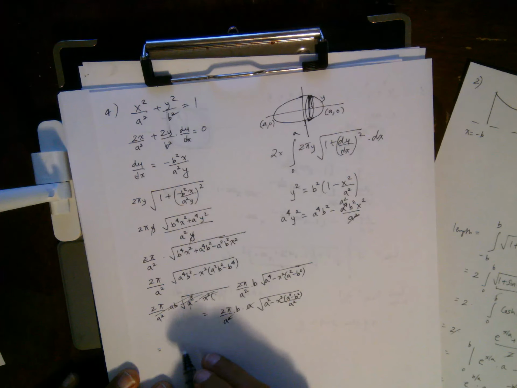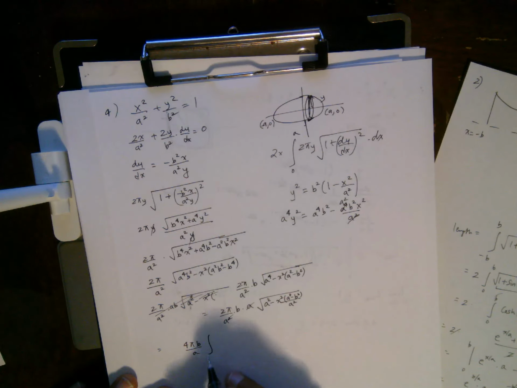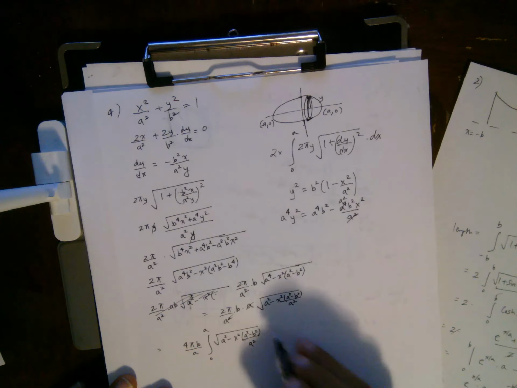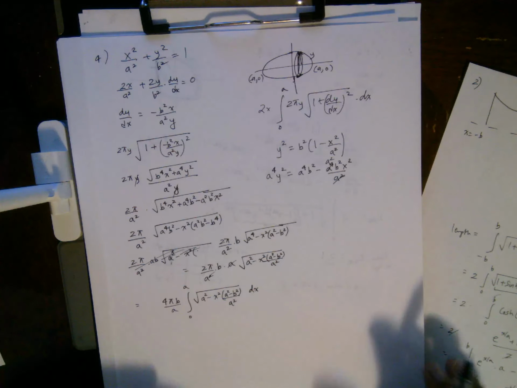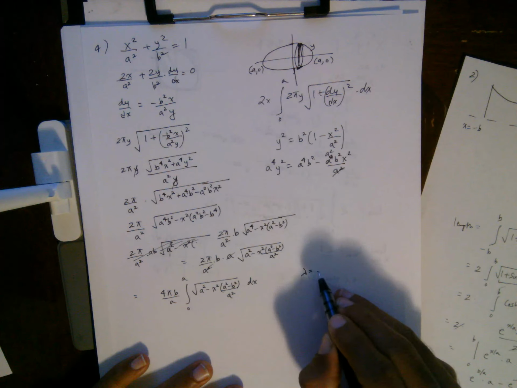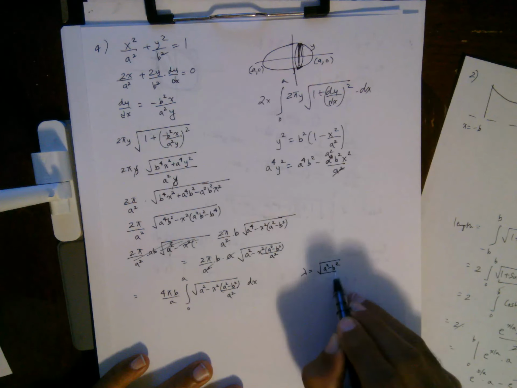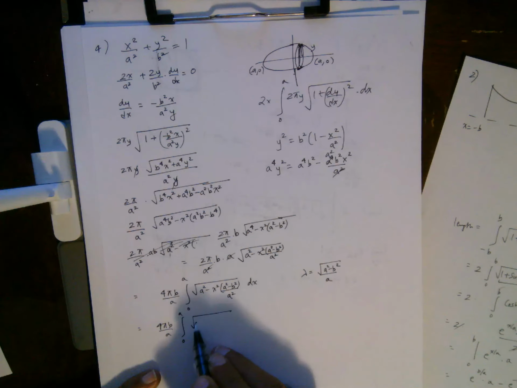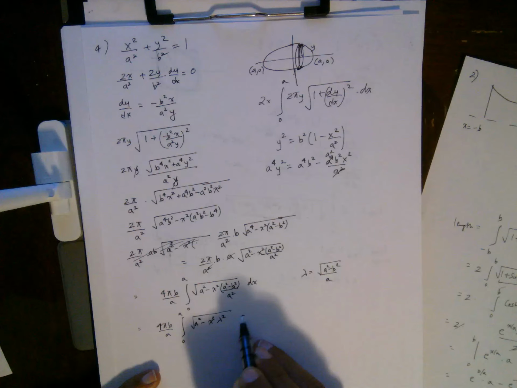Alright, so now I set up my integral. I have 4 pi b over a going from 0 to a, square root of a squared minus x squared with the coefficient of a squared minus b squared over a squared, dx. Now I don't want to work with this messy term, so I'm going to let lambda equal the square root of a squared minus b squared over a. So this integral now becomes 4 pi b over a, 0 to a, square root of a squared minus x squared lambda squared, dx.